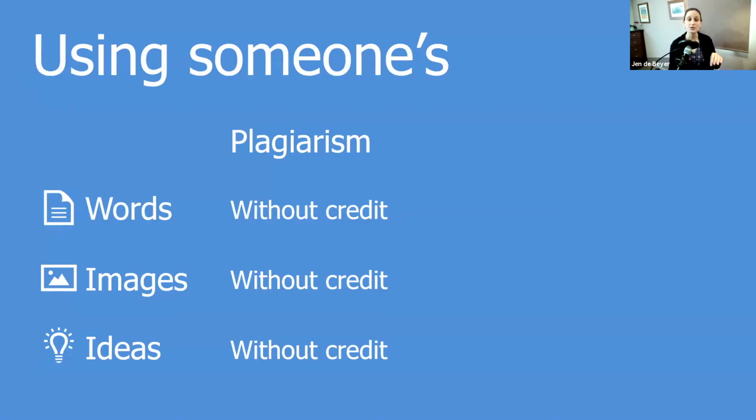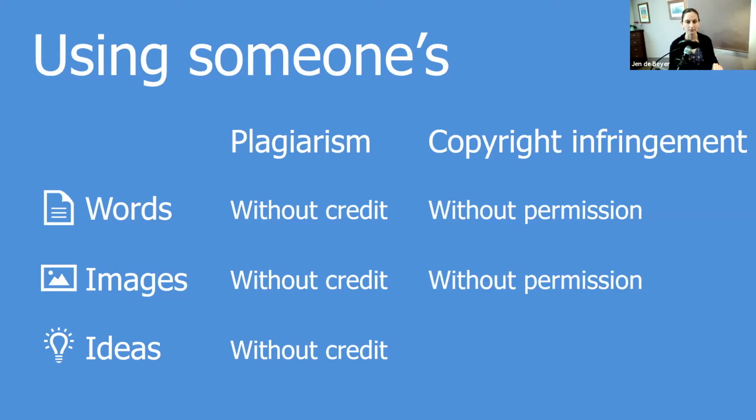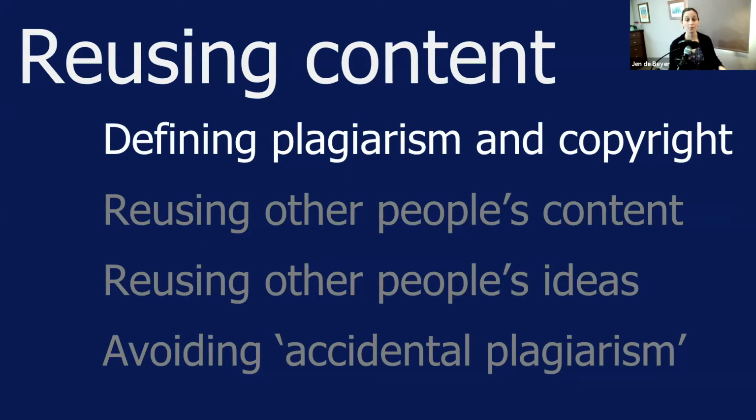So we infringe on somebody else's copyright when we use their words or their images without proper permission. So words or images without permission. But ideas are not copyright. So you can cause plagiarism with ideas, but not copyright. So you can see here, if I'm going to give credit, I'm covered under plagiarism, but I need permission to make sure I'm covered under copyright infringement. Those are my two things that I have to think about always. So that's what plagiarism and copyright are.